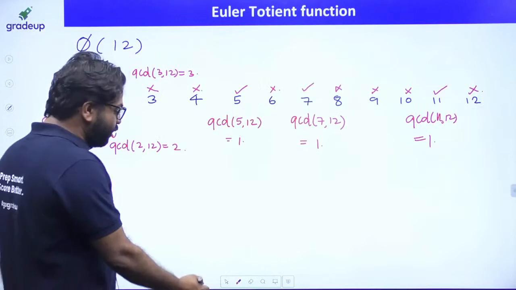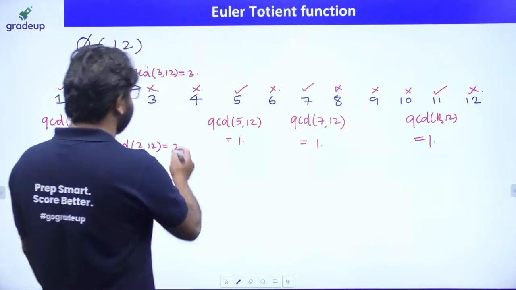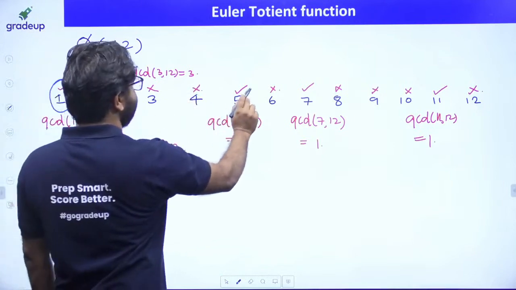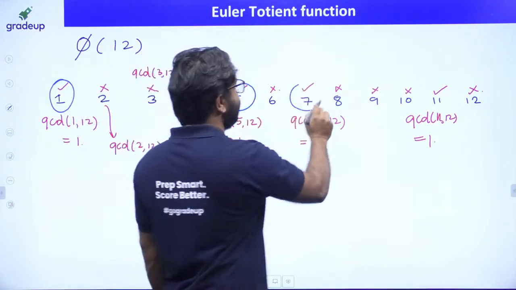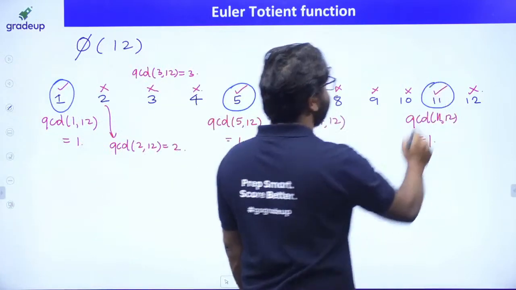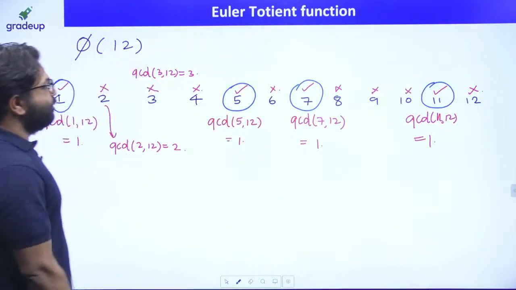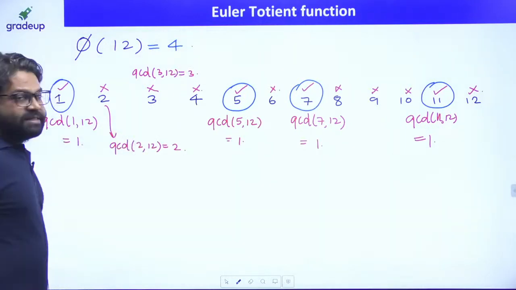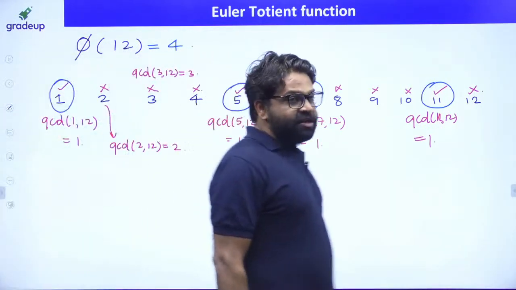So if we try to calculate over here, what we will be getting? This is the first element we will get, then the second element, the third element, and then here we will be getting the fourth element. So if we calculate the totient of 12, what answer are we getting? We are getting the answer as 4. So now this is one method.